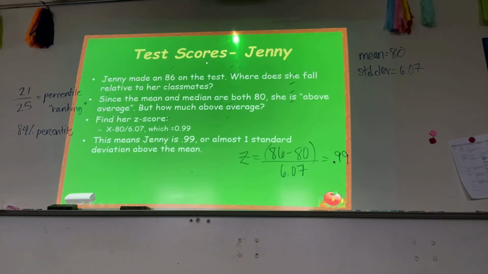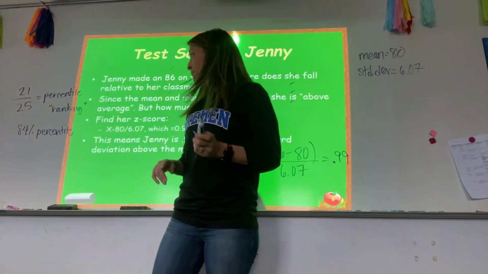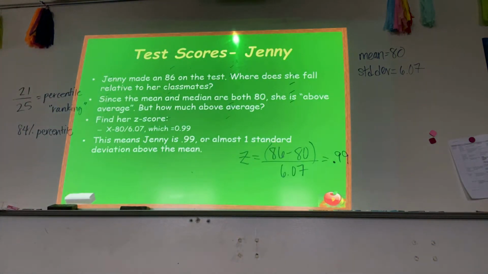Now, what I would like you to do is get out your purple sheet. So get out your purple paper. And let's fold over to table A. And we are going to look at how Jenny did with the normal standardized distribution, okay?